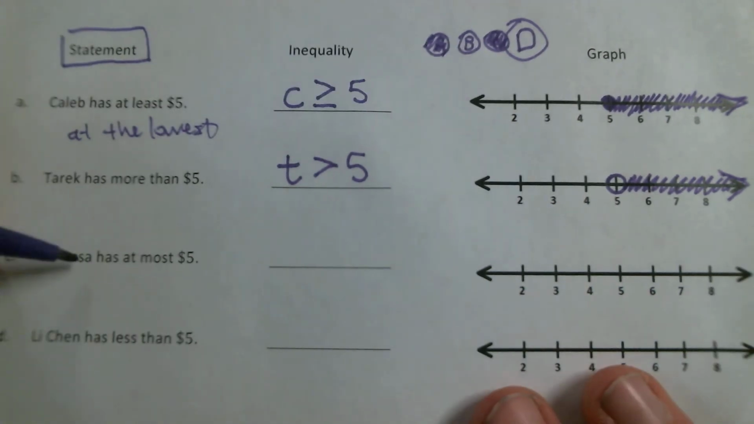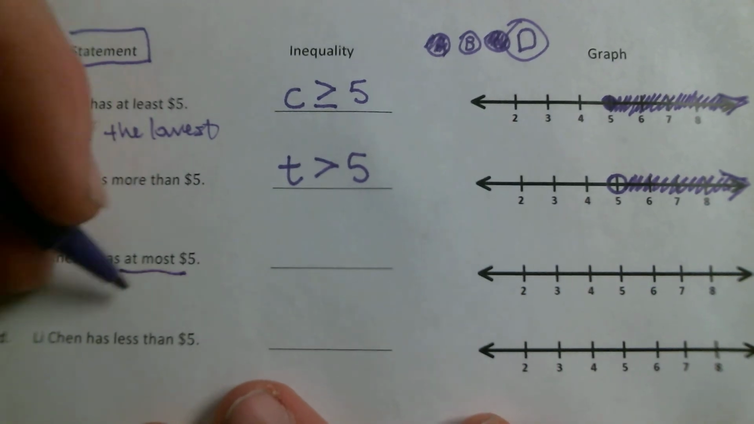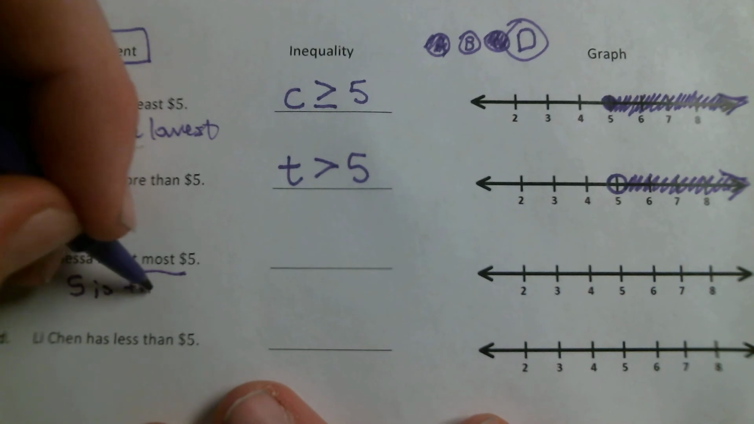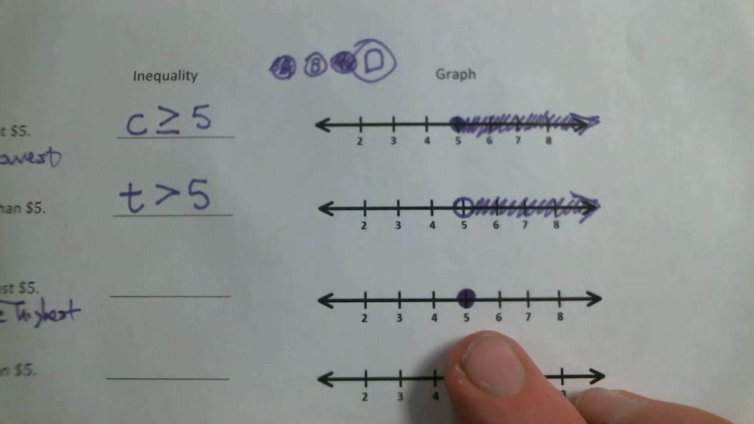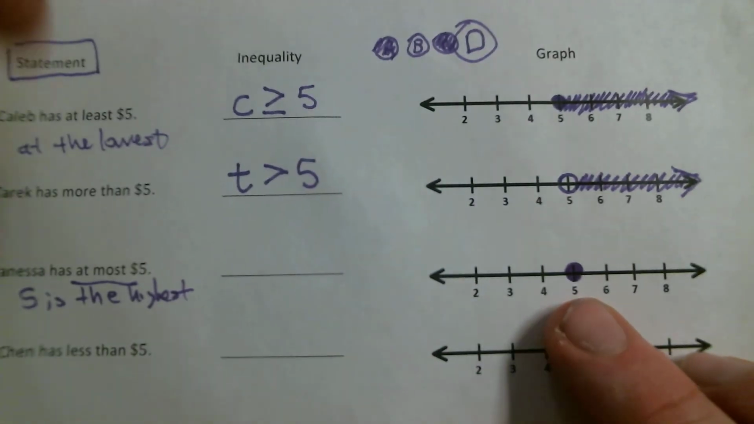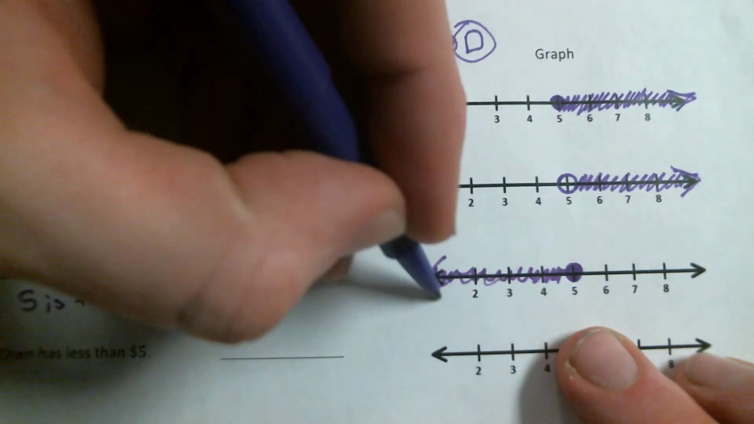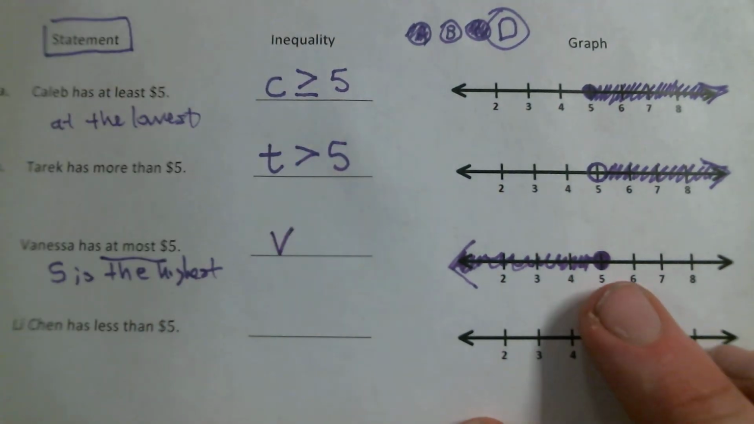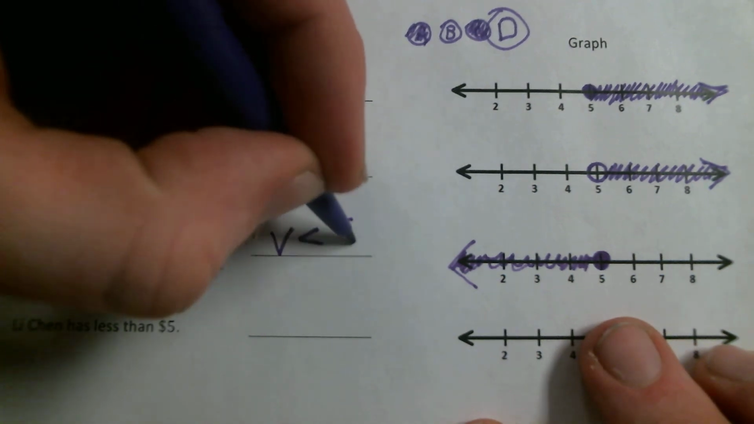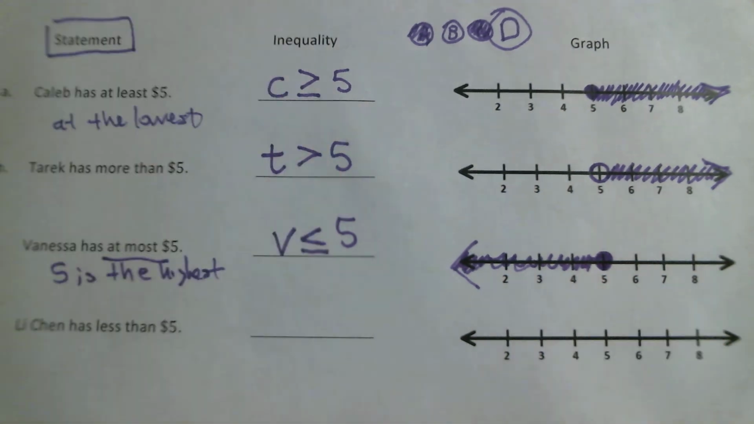Okay, so this next one says Vanessa has at most $5. So it means it would include $5. At most would mean 5 is the highest number she might have. So that means she might have $5 at most. Doesn't say she has less than that. That means that's the most she might have. So it could be any number less than this, but it can't be more than that. So our arrow goes left for how we graph this. So it means V for Vanessa is going to be less than 5, but it also includes 5. So I say V is less than or equal to 5.